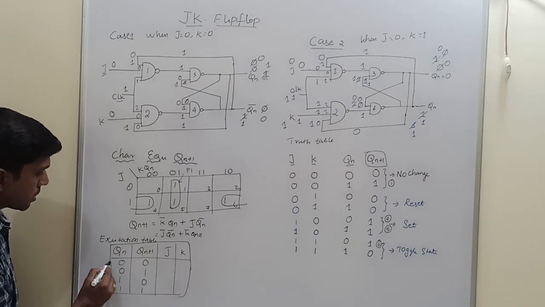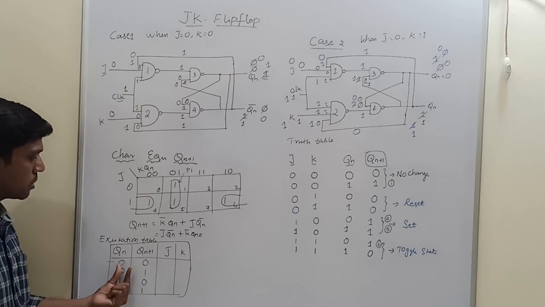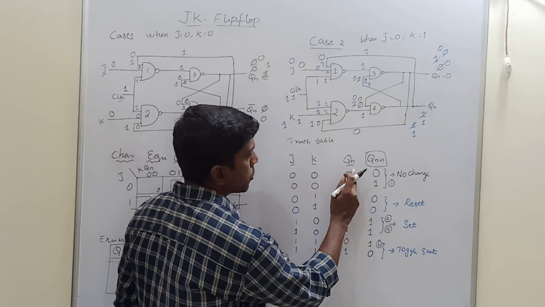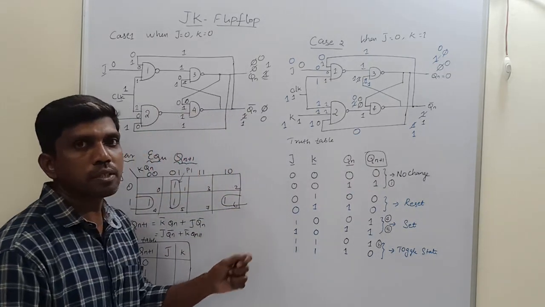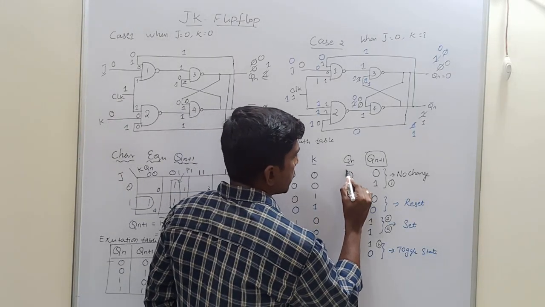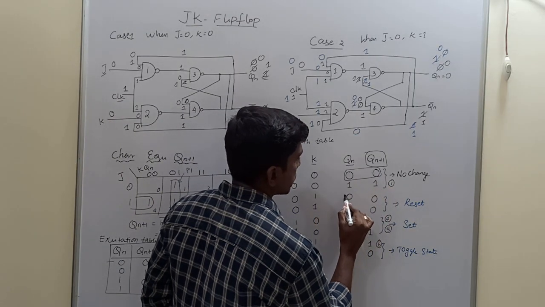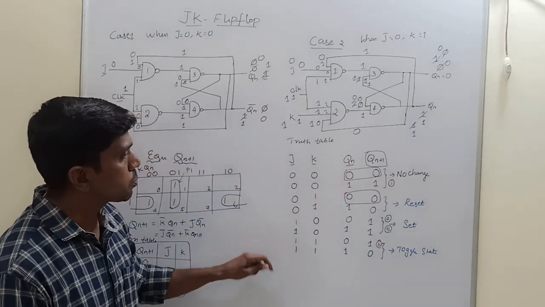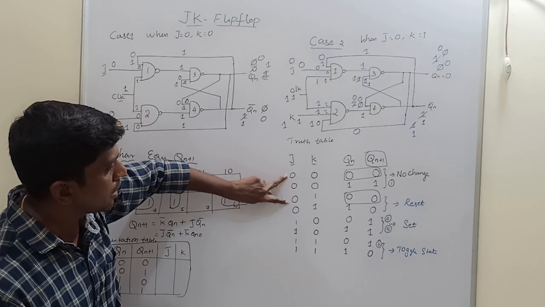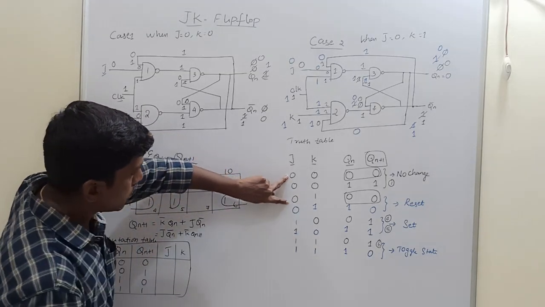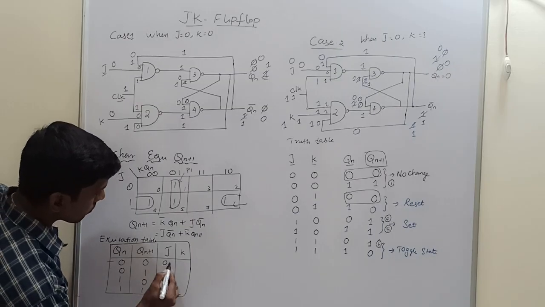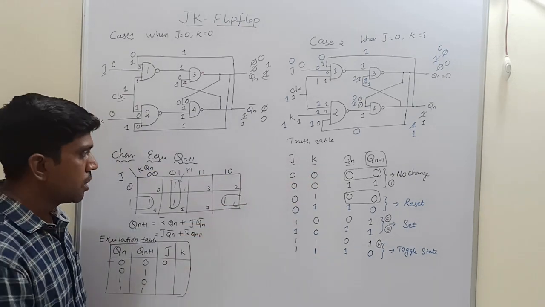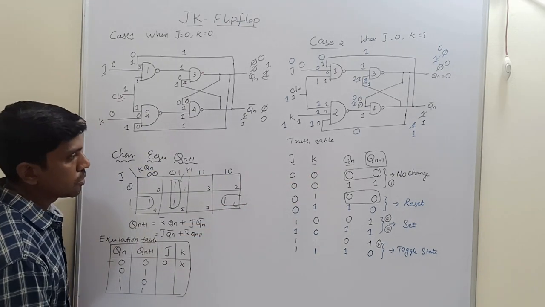So here the first case is Qn and Qn plus 1 is 0, 0. So I just check this truth table, where Qn value and Qn plus 1 are at 0. So here and here. So in these two cases Qn and Qn plus 1 are 0. First I check J. So J is 0, 0. Let me write 0. Then consider the K value. So K is 0, 1. So 0, 1 represents don't care. So this value is don't care.